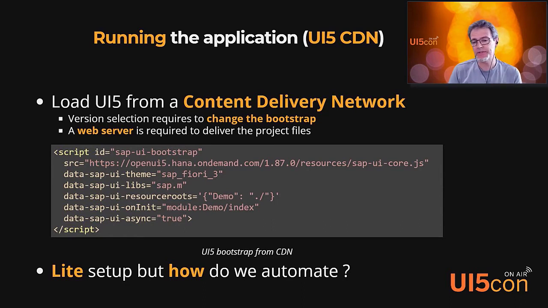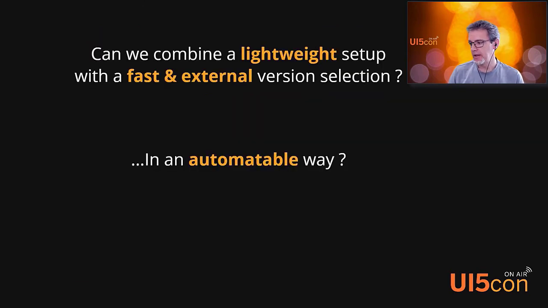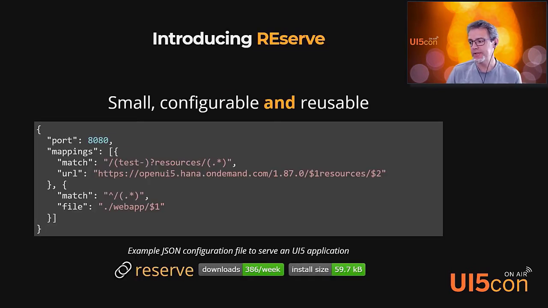So this kind of setup is pretty light because from an installation point of view, you get all the resources from the CDN. But the problem is that to automate the version selection, you need somehow to modify the file that you run in order to switch the version that you're using. So the question you would have here is, can we combine a lightweight setup with the fast and external version selection in a way that can be easily automated? And this is where I would present you the first project here, which is called Reserve.